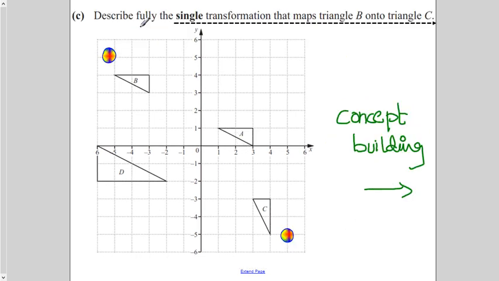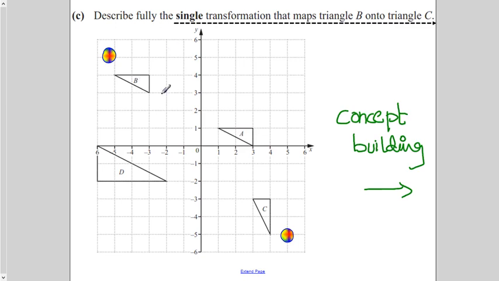Part c. Describe fully the single transformation that maps B onto C. Now B is here, C is here. If you see here, the size is the same. So what comes to your mind? That either it is a reflection or it is a rotation. Usually students get confused between these two things. Now there is one very important thing about it. So before explaining this question in one go, let me build a concept a bit so that you are able to handle other questions also, right?